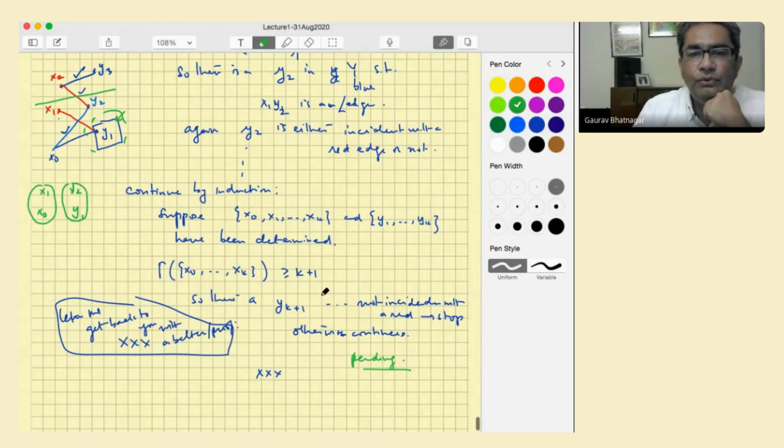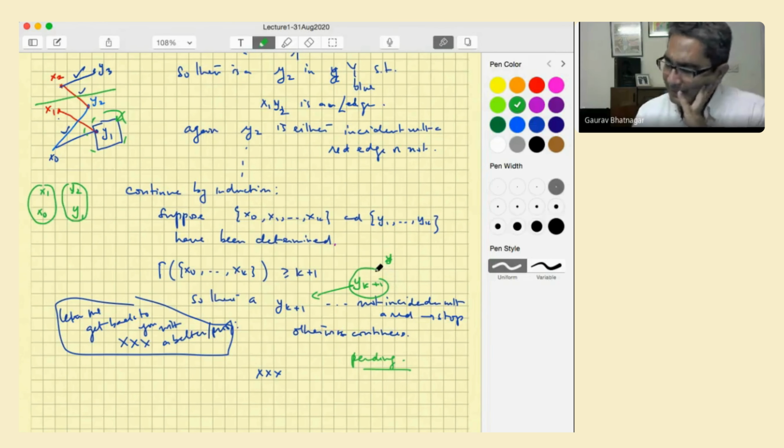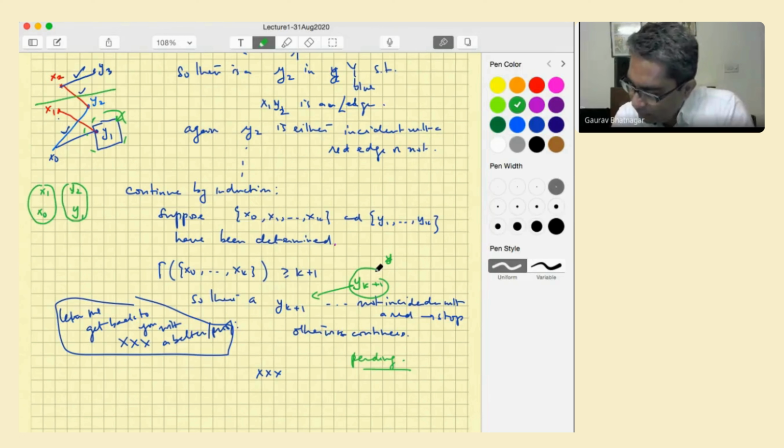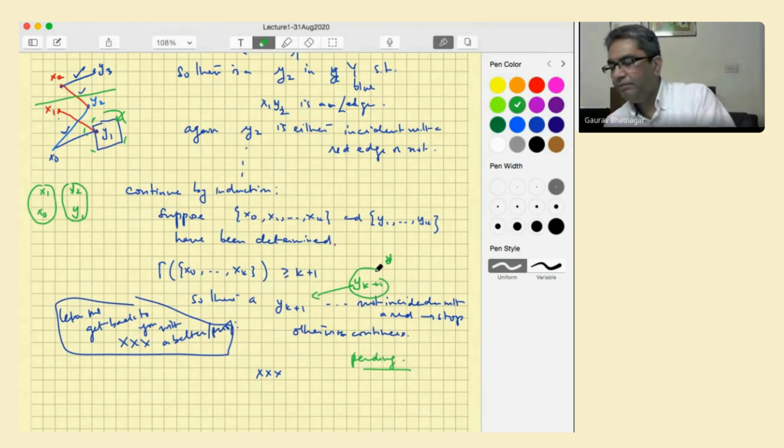I have to somehow show that yk plus 1 is different from the earlier ones, I mean, that it's connected to xk somehow. That is the key issue. But I don't think that is required. So there is something which I'm missing, which I haven't figured out.